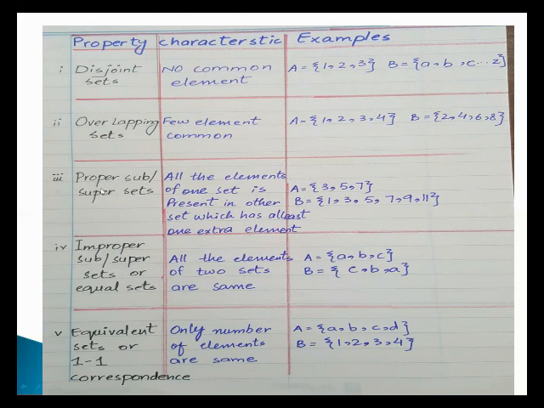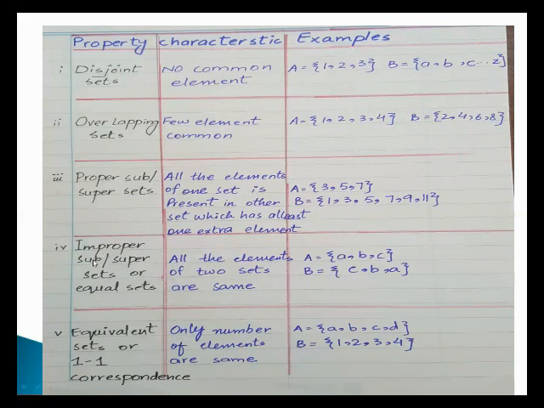Then proper sub and superset. According to characteristic, all the elements of one set are present in the other set, which has at least one extra element. Again, we have in example two sets. Set A, whose elements are 3, 5, 7, and B has 1, 3, 5, 7, 9, and 11. We observe that set A has 3, 5, 7, and they are all present in B. So it means A is the subset of B and B is the superset of A.